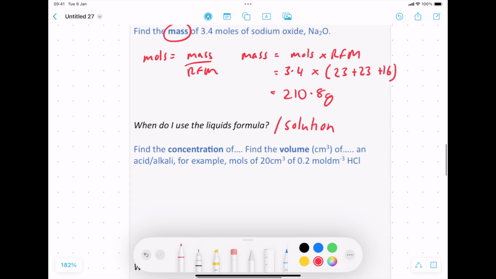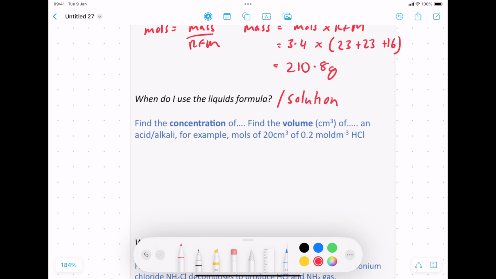Right, when do I use the liquids formula, or by extension, when the term solution is mentioned? The most common occurrence of this is going to be an acid-base reaction, an acid plus a base producing a salt and water, and then you've got to find an unknown concentration. So let's take a look at this one. Find the concentration of, or find the volume of, any mention of these terms, then you're going to be using this one, moles equals CV.